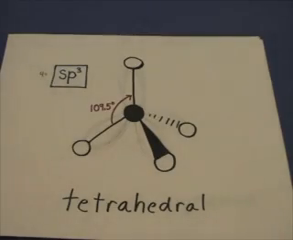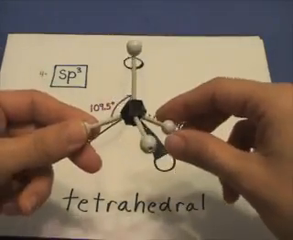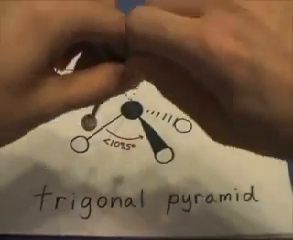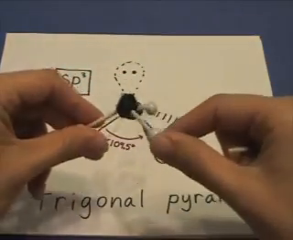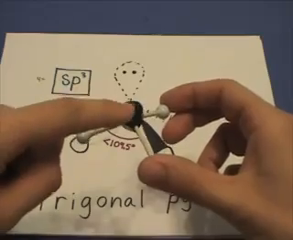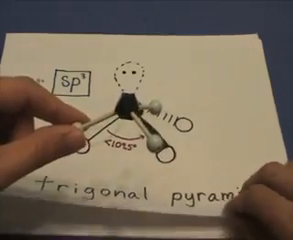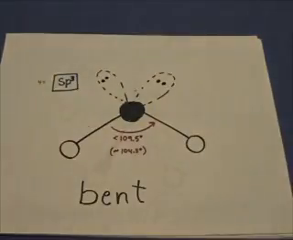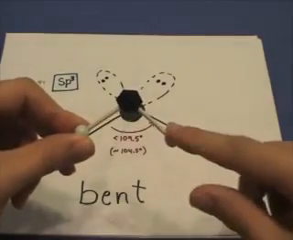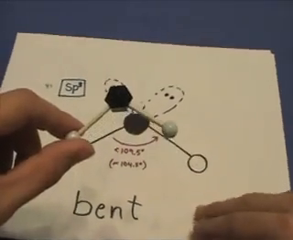With 4 sigma bonds and no lone pairs, the molecular shape is tetrahedral with a predicted 109.5 degree bond angle. sp3 hybridized. With 3 sigma bonds and 1 lone pair, the predicted angles are less than 109.5 degrees. This central atom is sp3 hybridized. An example of this shape would be ammonia, NH3, trigonal pyramid. If one of these sigma bonds is instead a lone pair of electrons, then the molecular shape is bent. There are less than 109.5 degree bond angles, and this central atom is still sp3 hybridized.